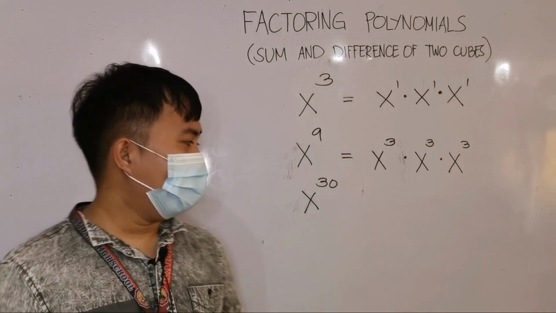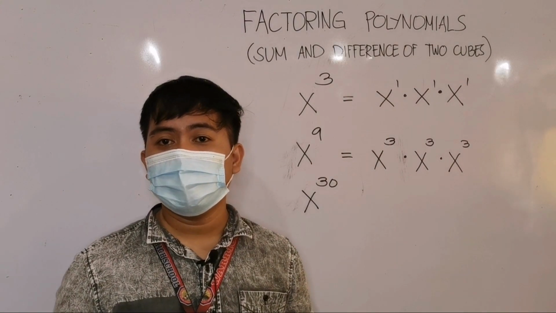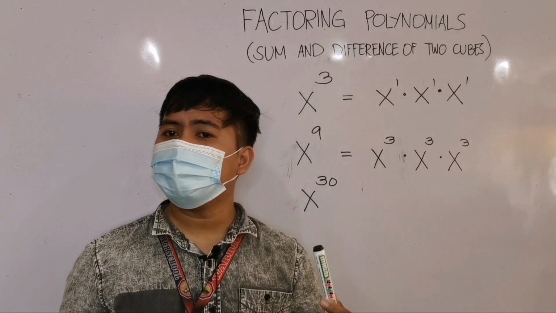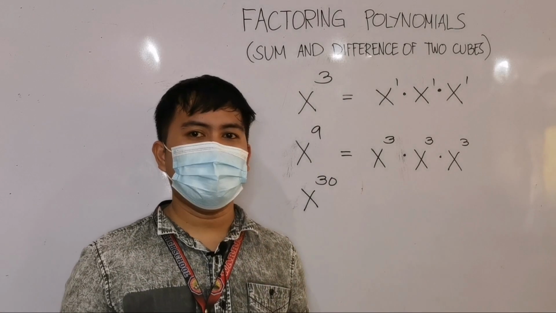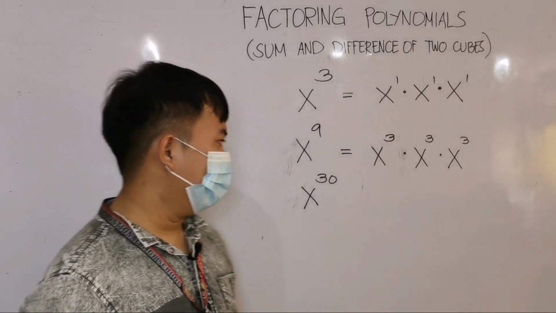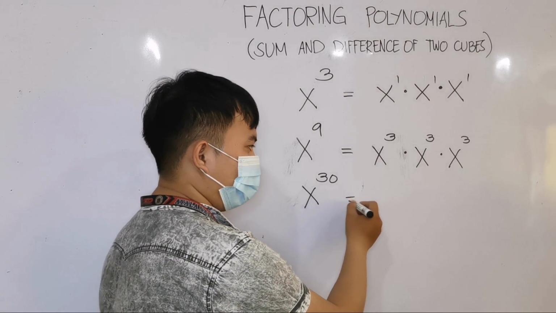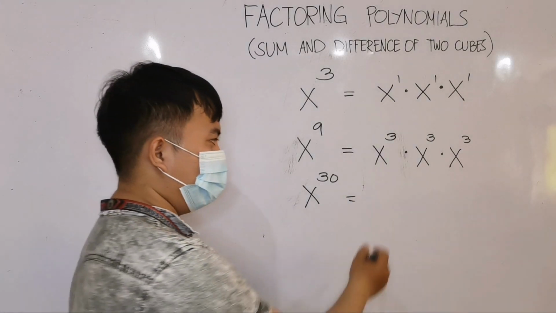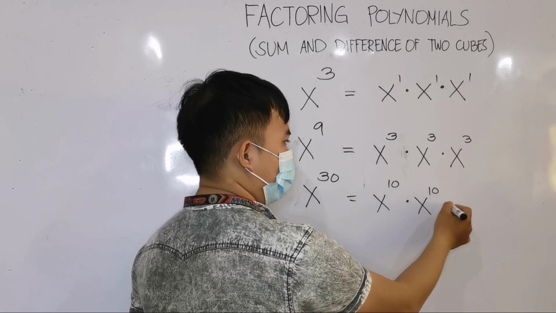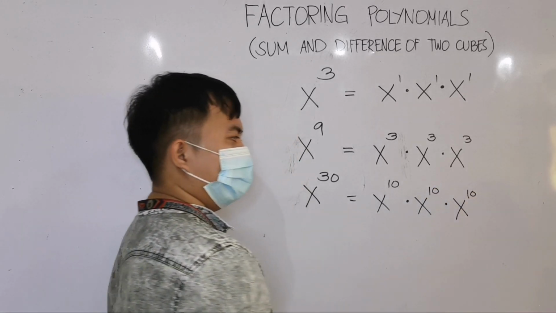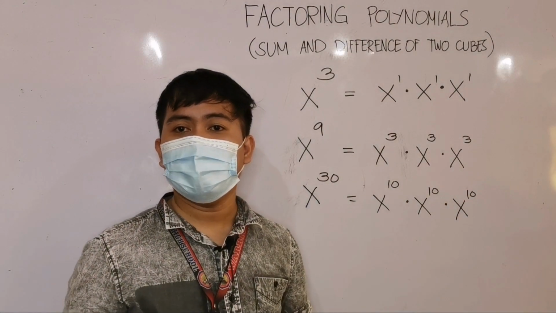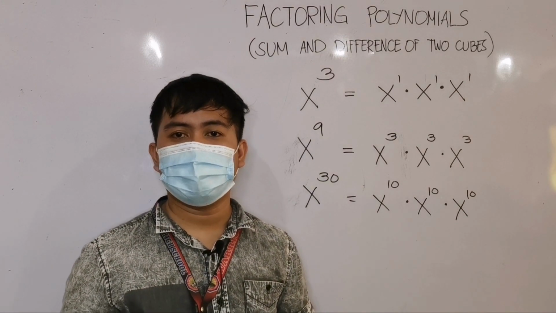Opo naman. X raised to 30 is a perfect cube. Bakit? As long as divisible ang exponent by 3, ibig sabihin, perfect cube ang term or ang variable. Because x raised to 30 can be expressed as tatlong magkakapareho: x raised to 10 times x raised to 10 times x raised to 10. 10 plus 10 plus 10 will give you 30 as the exponent. So x raised to 30 is a perfect cube.